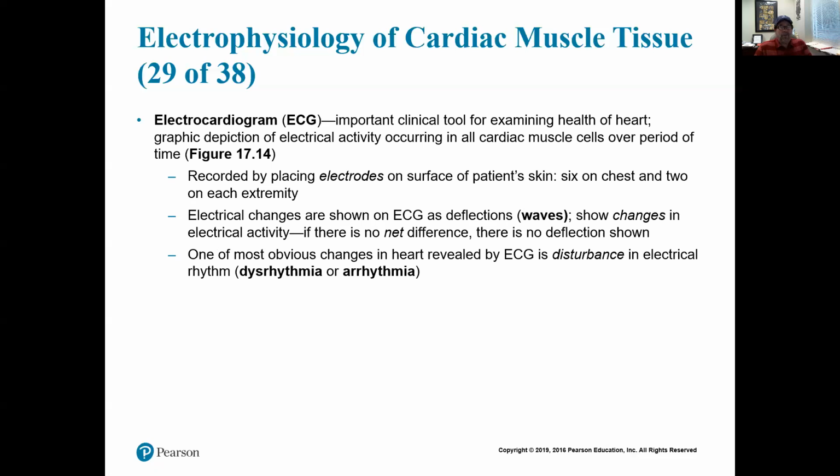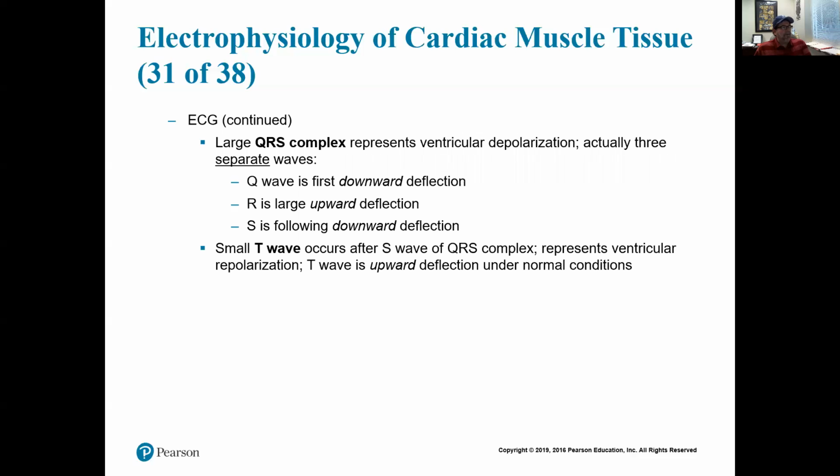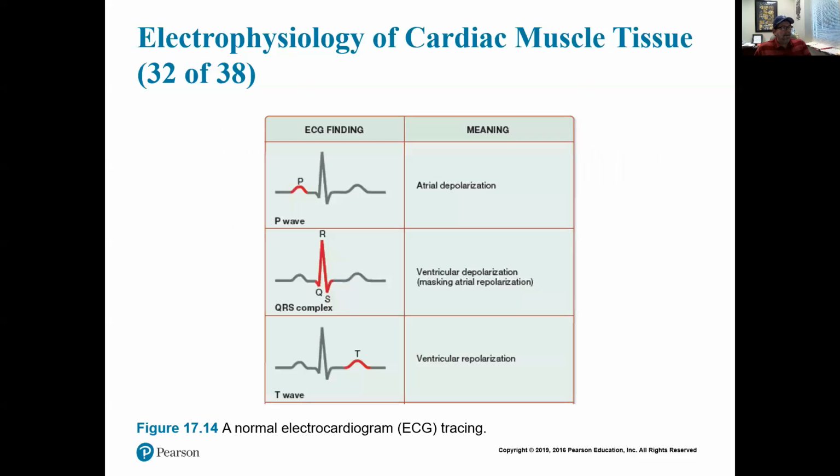So you need to be able to draw one and label the P, QRS, and T wave, okay? One of the most obvious changes in the heart is when you have a disturbance in the EKG, and you can get these arrhythmias or errors. Take a look. We're going to see those in just a minute. So the P wave represents depolarization of the atria. The QRS wave represents the depolarization of the ventricles and the repolarization of the atria, which is masked by the big waves. And then the T wave is ventricular repolarization.